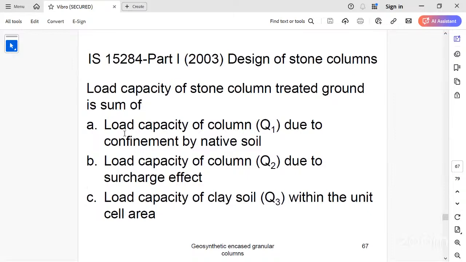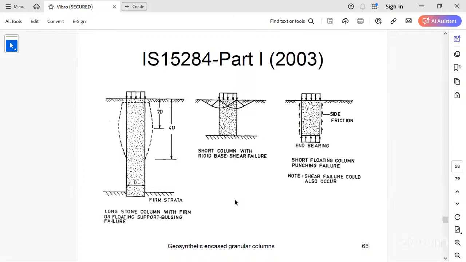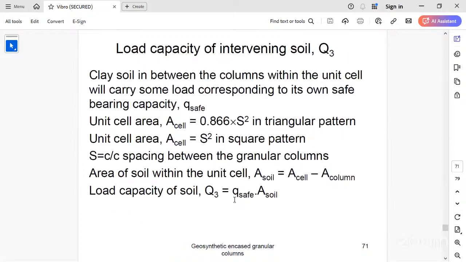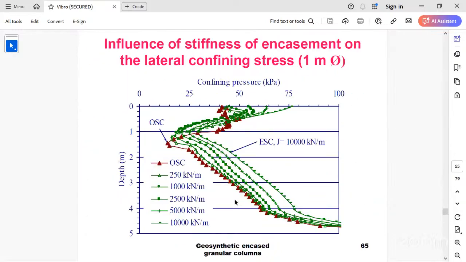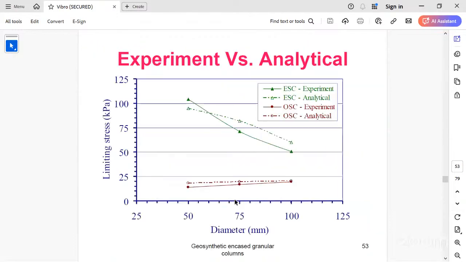So the load capacity of a single column consists of three parts. One is the load capacity due to confinement by the native soil, then the load capacity of the column due to the surcharge effect, and then the load capacity of the clay soil within the unit cell. Let me just show you the unit area.